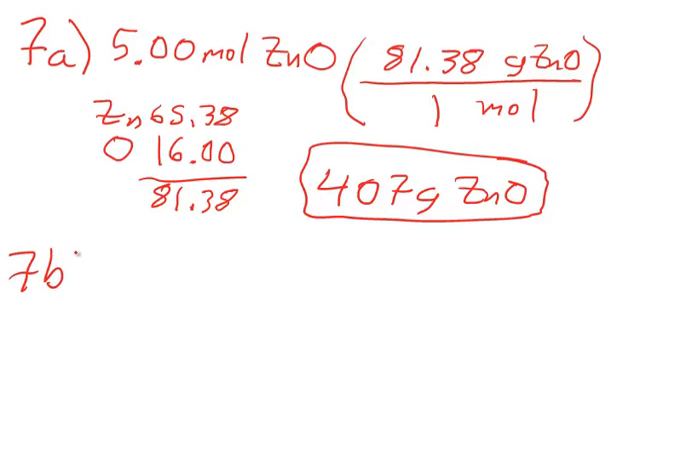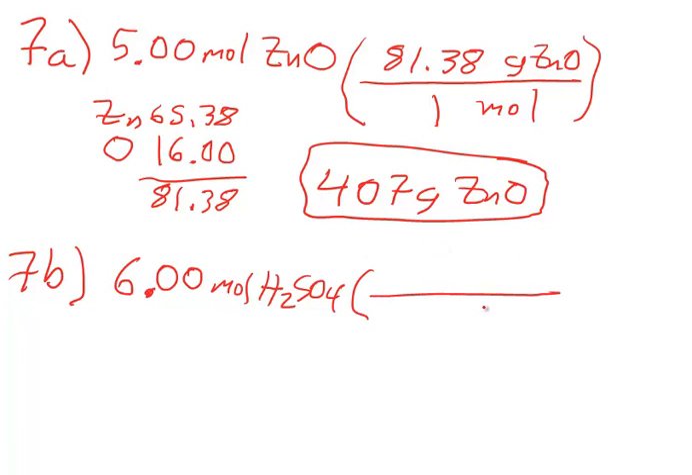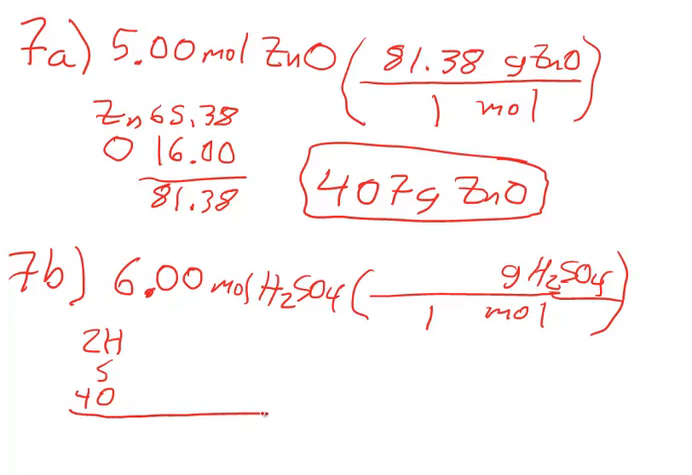For 7B, I have 6.00 moles of sulfuric acid, which is H2SO4. Trying to get rid of moles and go to grams of H2SO4. So once again, I'll have 1 mole. I need to find the grams of H2SO4. So I have 2 H, 1 S, and 4 O's.